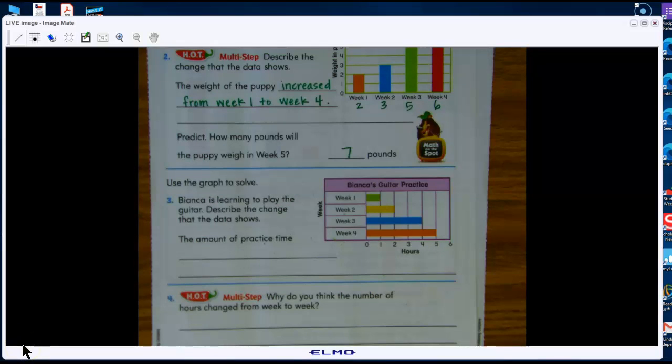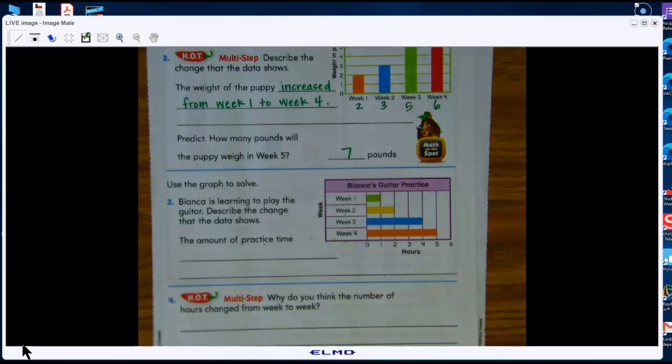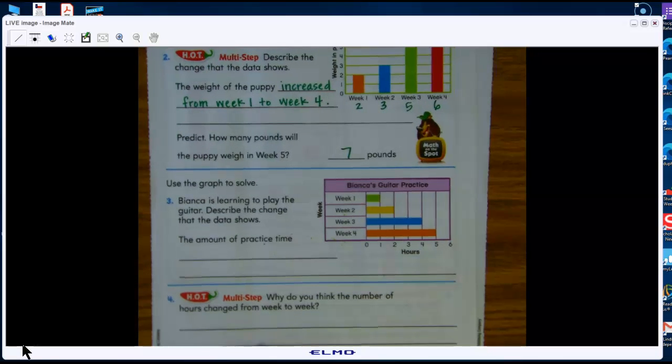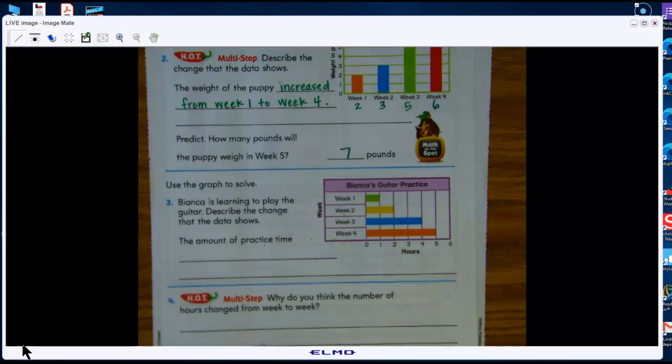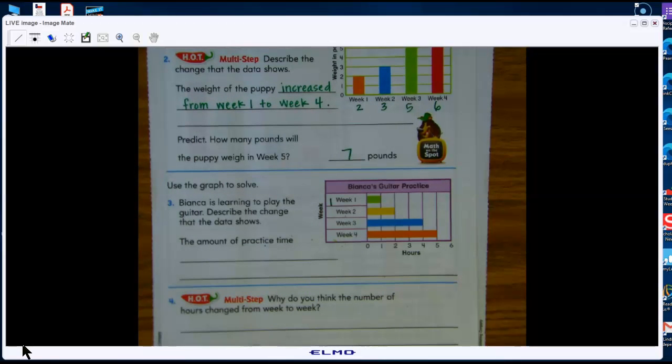Learning to play the guitar. Describe the change that the data shows. So, this tells me how long she was in guitar practice. Week 1, how many hours was she in guitar practice on week 1, Wyatt? On week 1, how many hours? 1 hour. Week 2, how many hours did she practice piano, Emsley, or guitar, Emsley?